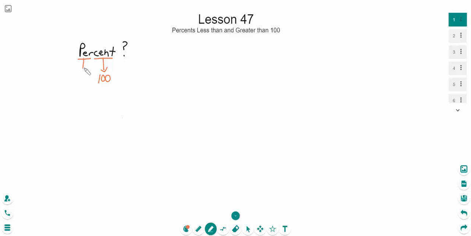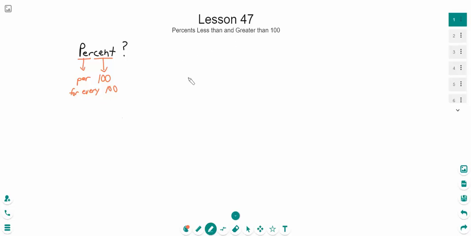And then per, well, that we use in the English language. I might say that there are 10 pretzels per bag. Okay, so that means for every one bag, there are 10 pretzels. Well, in this case, we're just saying per 100, or you might even say for every 100. So that's a very literal meaning of the word percent: for every 100.